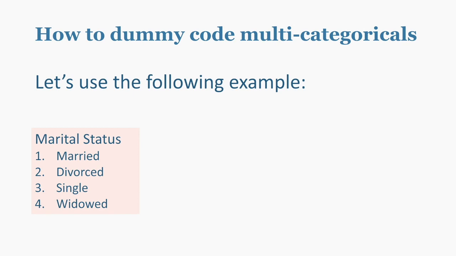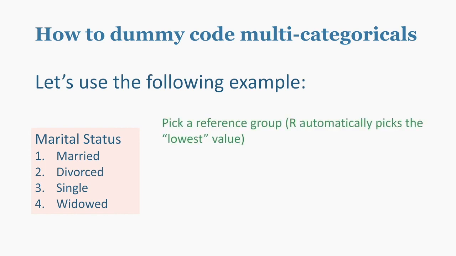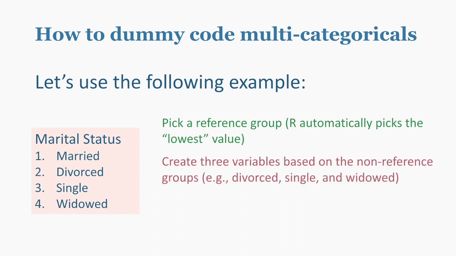Okay, so let's try an example of dummy coding a multi-categorical variable. Here we have a multi-categorical predictor, marital status, that has 4 levels: married, divorced, single, and widowed. First, we need to pick a reference group, right? And R is going to do that automatically. It's just going to choose what it deems the lowest value. So here, married is considered the reference group. Then we're going to create 3 variables based on those remaining groups. That's going to include divorced, single, and widowed.